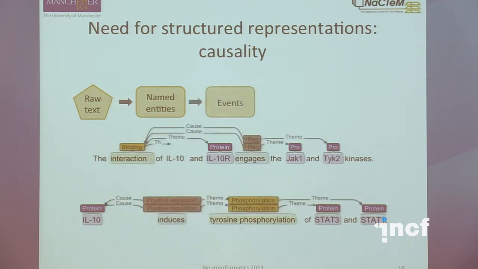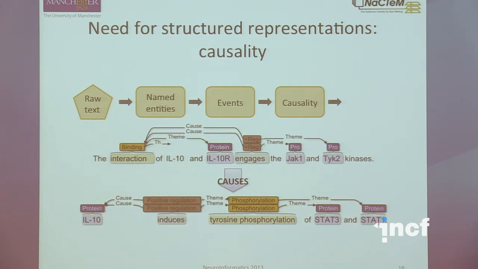But then the next step is to find the events. Now, I'll spend some time on the notion of event because this is quite fundamental in the types of systems that the community is currently building to combine knowledge with text. As we can see here with events, we have words like, for instance, induces, but for a biologist this could mean something like a positive regulation or phosphorylation. If we put all these things together, we want in the end to say that the first sentence causes another sentence.